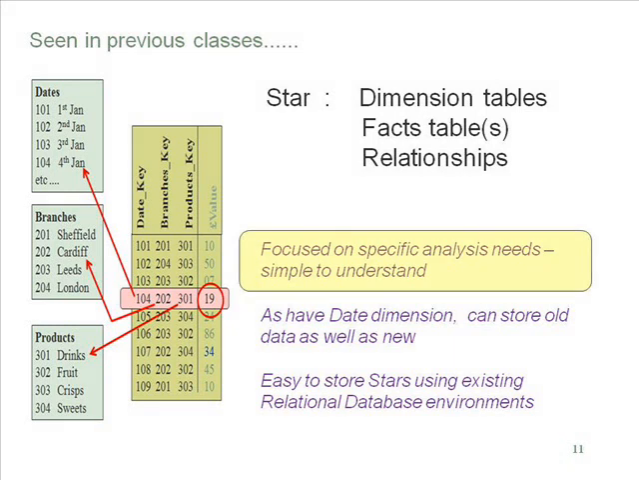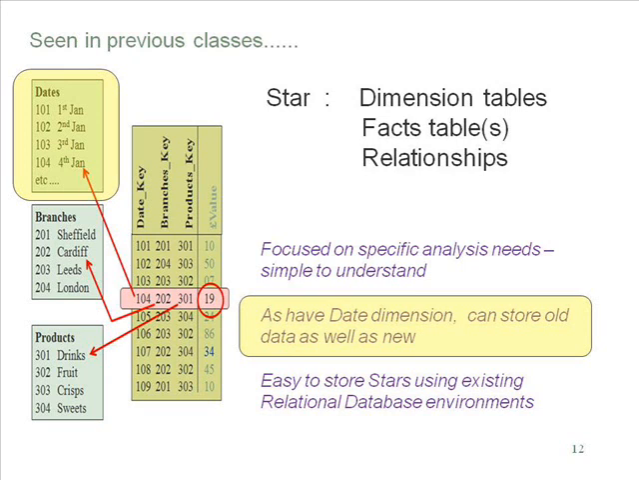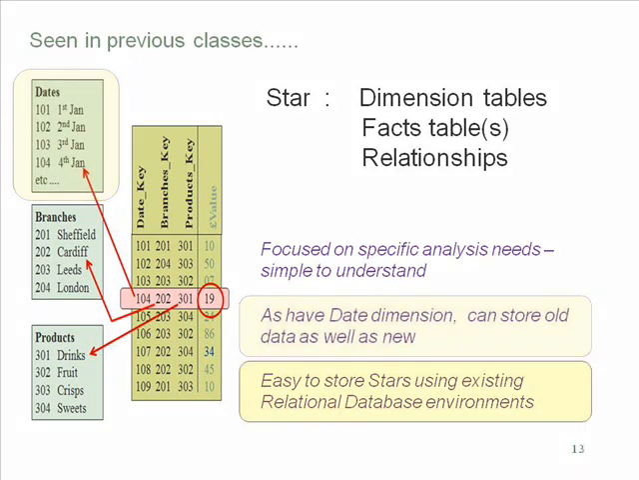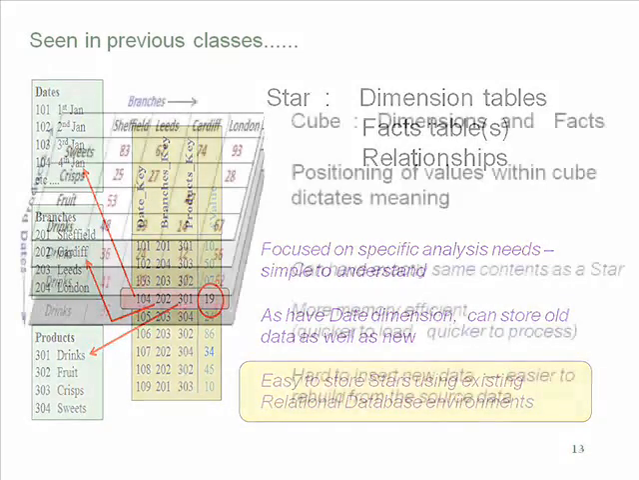One of the key advantages of stars is that they are focused on very specific analysis needs. In this example, looking at the profits from sales of various products. This makes them simple to understand. Secondly, stars very often have a date dimension. This means we can analyse old data as well as new. And a third very practical reason is that stars are really tables, and they are easy to store using existing relational database environments. No special new software needs to be purchased.